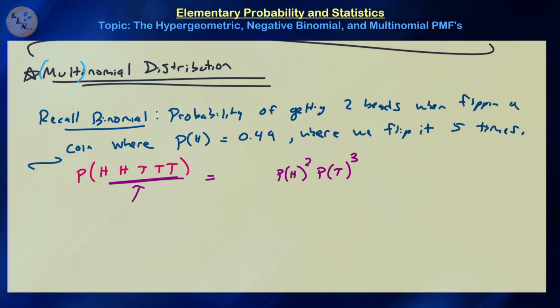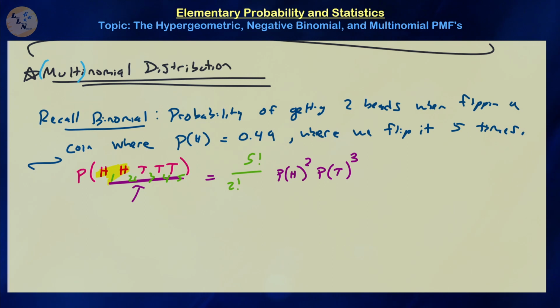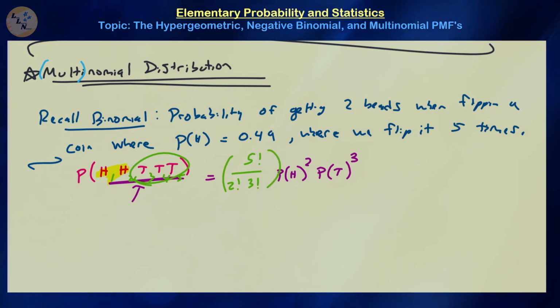But how many rearrangements of them are there? Well, if we were to treat all of these objects as different, so 1, 2, 3, 4, and 5, there's definitely going to be equal to 5 factorial rearrangements of all of those different objects. But if we treat these h's as the same, that means there's going to be 2 factorial of those h's that we cannot see the difference between, and there's going to be these 3 t's that we cannot see the difference between.